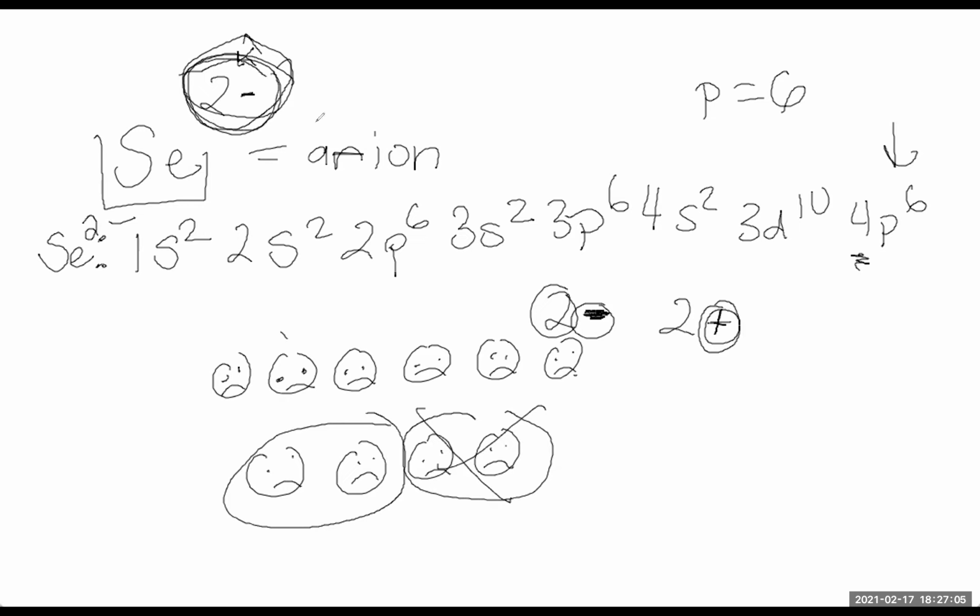So the reason that we add those 2 electrons is because it's an anion, it's a negative. We're adding electrons. And when it comes to electron configuration, we're always going to be working with electrons, not with protons or neutrons. Does that make sense? I see. Okay. Yeah, we're working with electrons here.